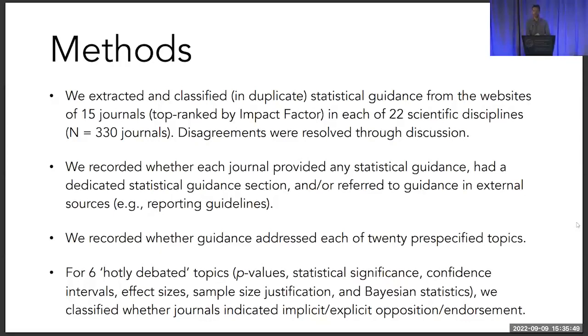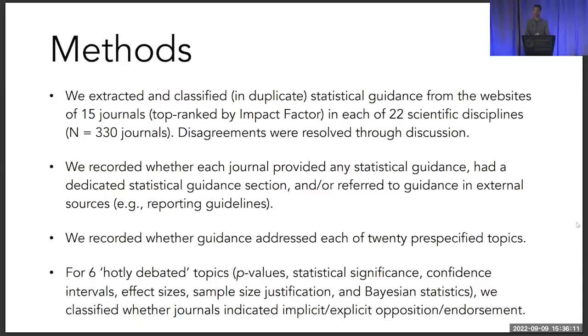We extracted and classified in duplicate statistical guidance from the websites of 15 journals top ranked by impact factor in each of 22 scientific disciplines. So that's 330 journals in total. Any coding disagreements were resolved through discussion and arbitrated by a third coder if necessary.